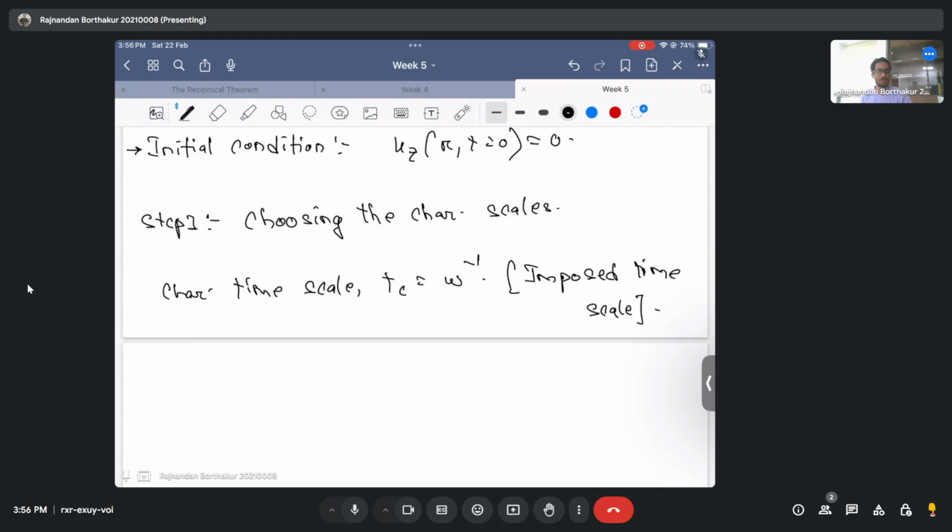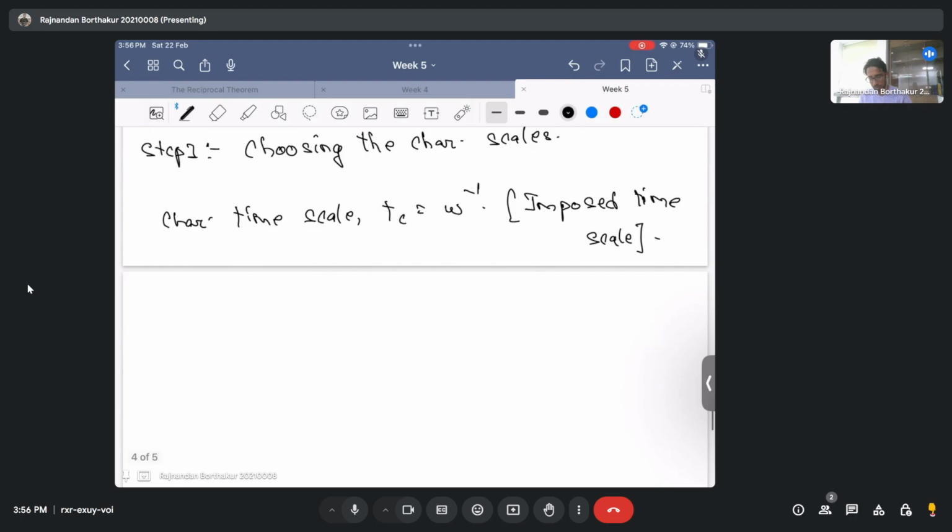If we don't have an imposed time scale, we will look into the other time scales, which are the advection time scale and the viscous time scale, which we also saw. But here, since we have an imposed time scale, we will consider our TC to be omega inverse. We also have a characteristic length scale.